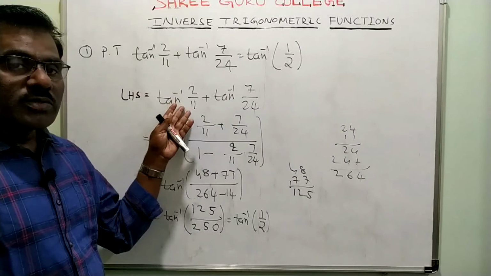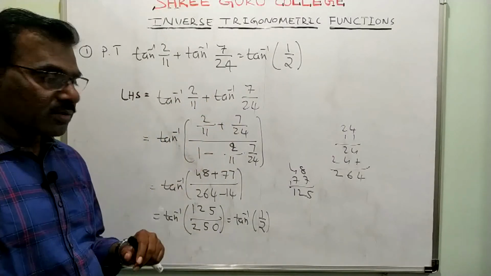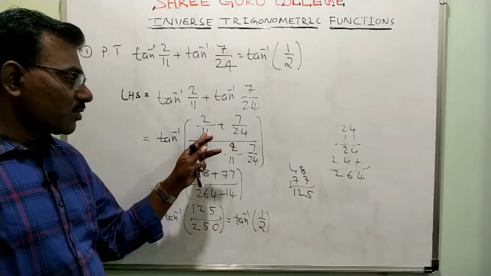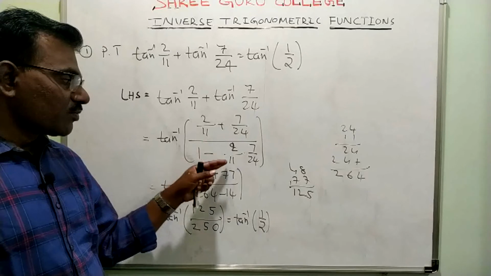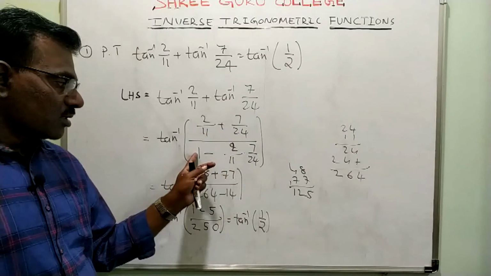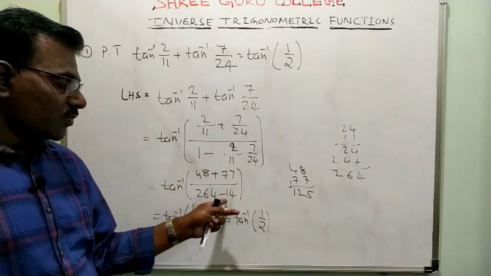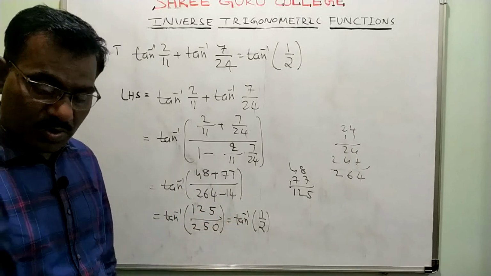I am using tan inverse of x plus tan inverse of y equals tan inverse of x plus y by 1 minus xy. 24 into 11 multiplying, 264 is the LCM. Here 264 is in both, so they cancel. Here 48 plus 77, here 264 minus 14. So 125 by 250, it is 1 by 2.